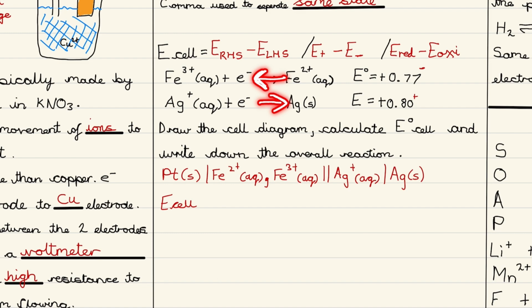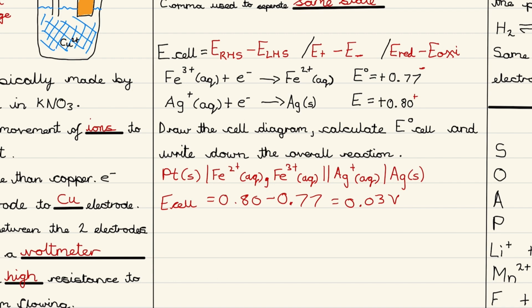So we do E reduction, which is the silver equation, take away the E oxidization, which is the iron reaction. So once again, 0.80 take away 0.77. And we get 0.03 volts, okay? So I wouldn't say you have to use one over the other. I'd say in different scenarios, one might be quicker to use, okay? One of these formulas.